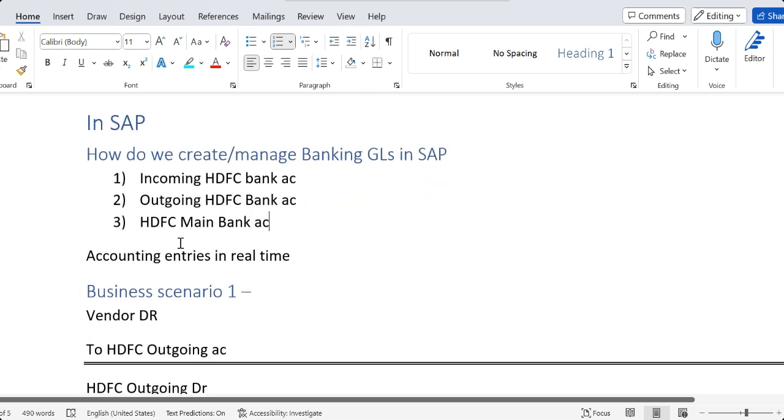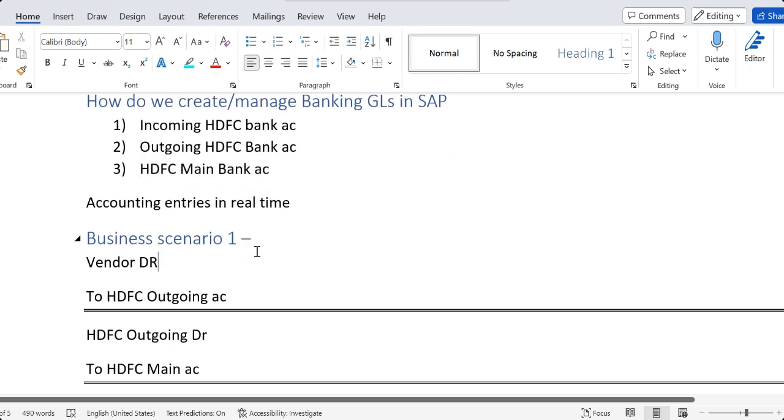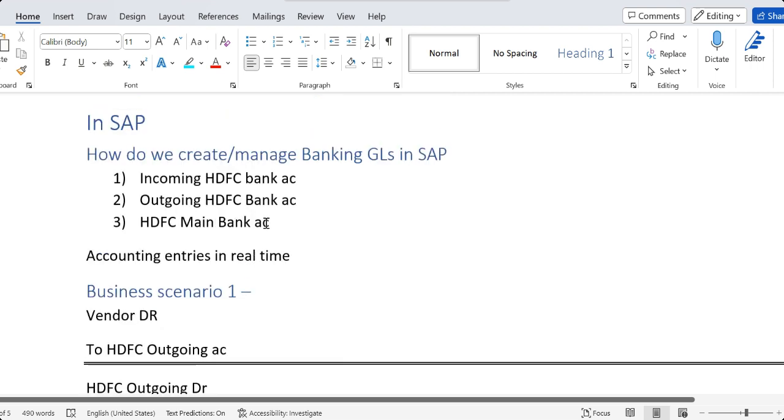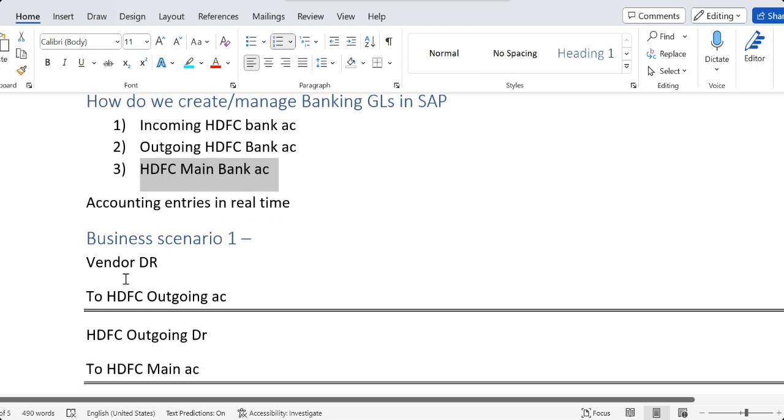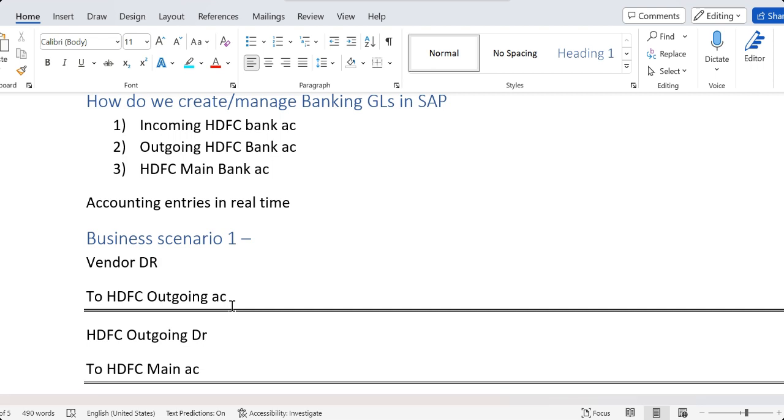You can understand the incoming account by its name: some money is coming in, and in outgoing some money is going out from the bank. And the main account, how do we use it, we'll see. Suppose there's a business scenario where we have paid something to a vendor. We are not going to go to the HDFC main account. First, we'll make this entry to the outgoing account. So vendor account debit, HDFC outgoing account credit. If I execute this in FBL3N, I can see the outgoing amounts for me.